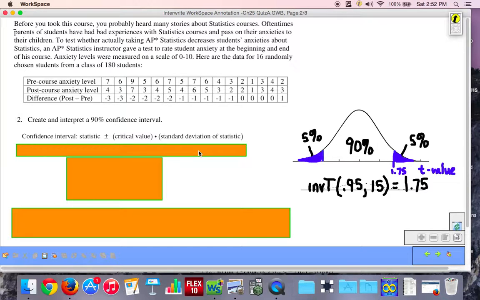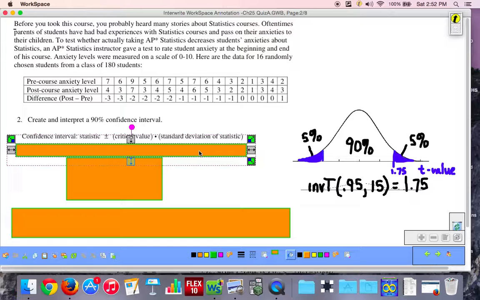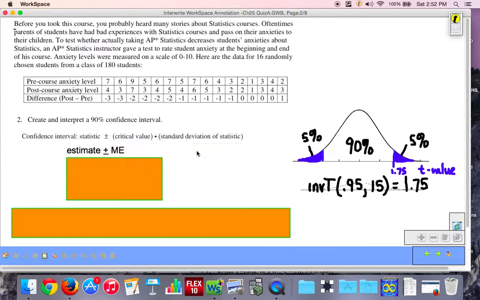And just a reminder, before we were given the AP Stats formula sheet, we used to say that the confidence interval is estimate plus or minus the margin of error. Okay? So here is our mean of the differences, -1.125, plus or minus our critical t-value times the standard deviation of the statistic. And just a reminder, we found these two values up in prompt 1.